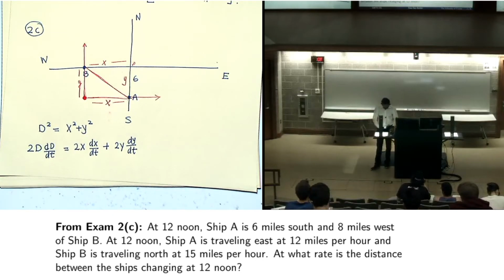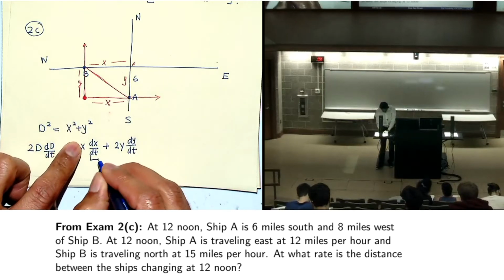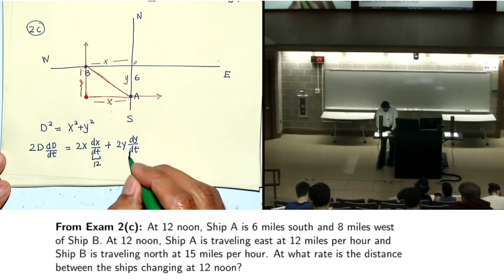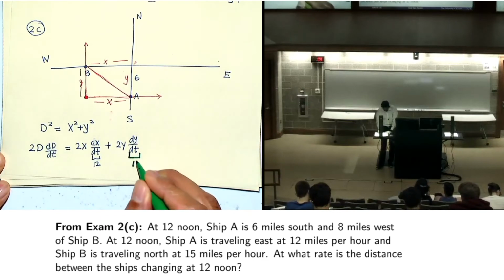Now, let's see what information we have from the question. Ship A is traveling at 12 miles per hour, so x is changing at 12 miles per hour. And y is changing at 15 miles per hour, so this is 15.